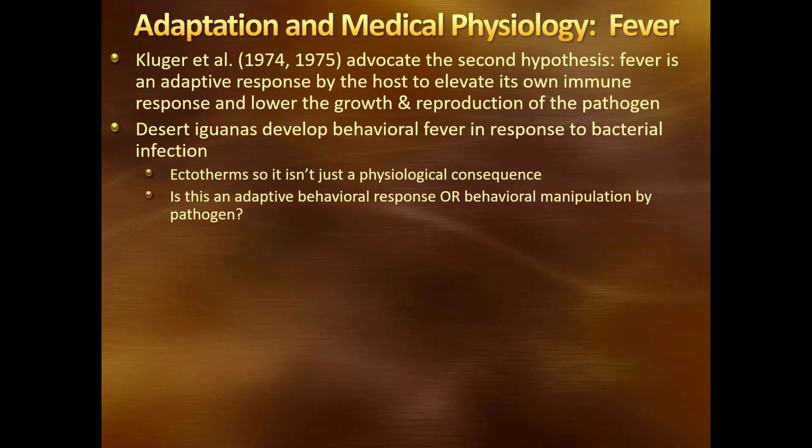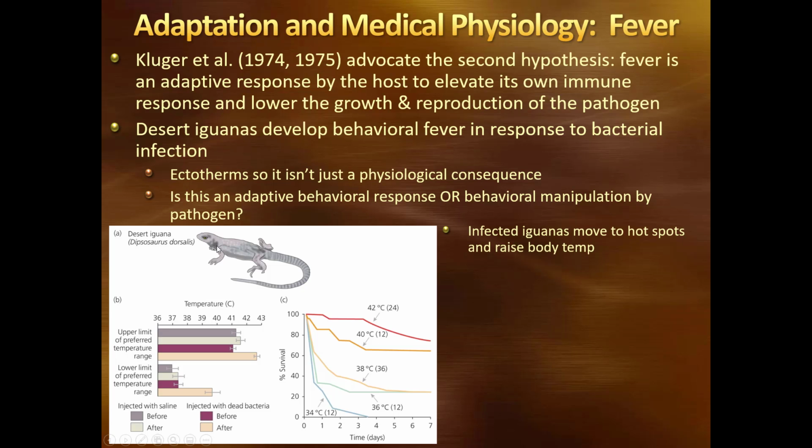Is that an adaptive response? Or once again, could it be a behavioral manipulation by the pathogen, where the pathogen is changing their behavior, causing them to seek out these warm environments, but it's still better for the pathogens? They infected these iguanas with different pathogens, and then the iguanas that were infected actually moved to warmer places to increase their body temperature.